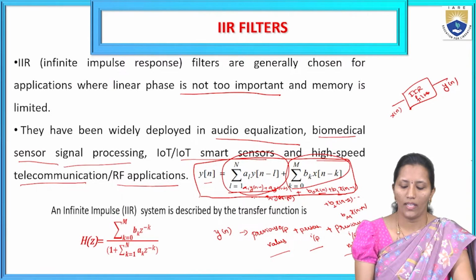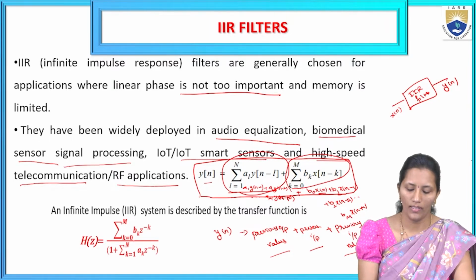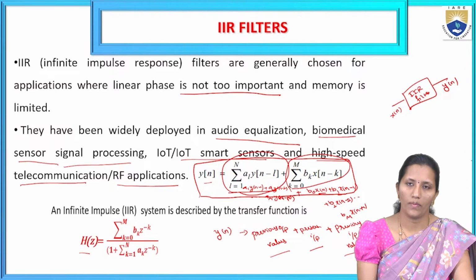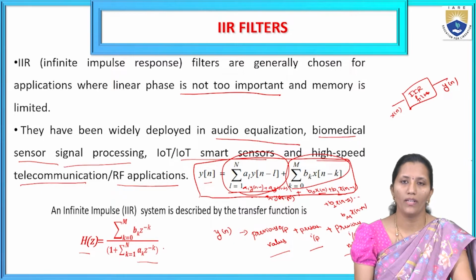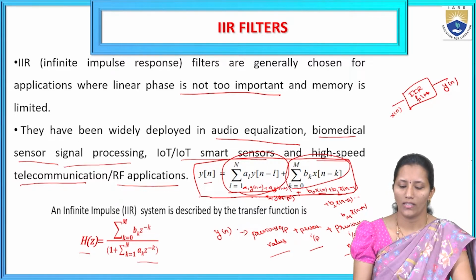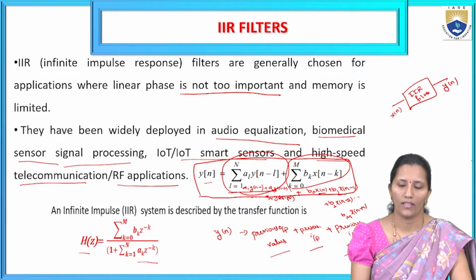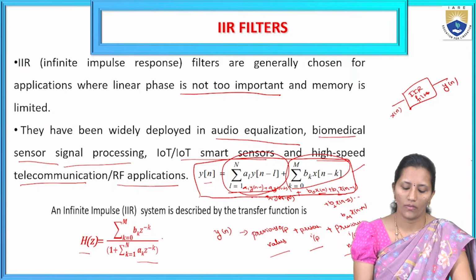If we consider the transfer function of the IIR filter, H of z will be denoted as sigma K equals 0 to M b_K z power minus K, divided by 1 plus sigma K equals 1 to N a_K z power minus K. This is the basic IIR filter difference equation and transfer function representation.